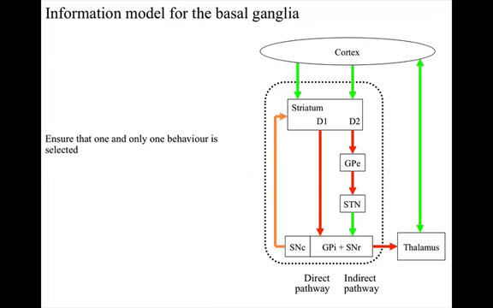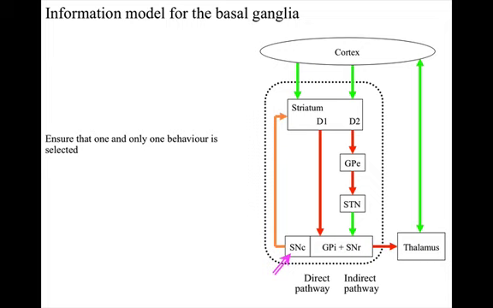Now, it's important to try to avoid implementing two incompatible behaviors at the same time, like trying to move the same arm in two different directions. On the other hand, it's also important to avoid the situation in which no behavior is ever selected. If activity in the direct path is too strong, you might get multiple behaviors. If activity in the indirect path is too strong, you might not get any behavior at all. So there has to be a balance between the two paths. This balance is maintained by the dopamine loop back to the striatum from the SNC.